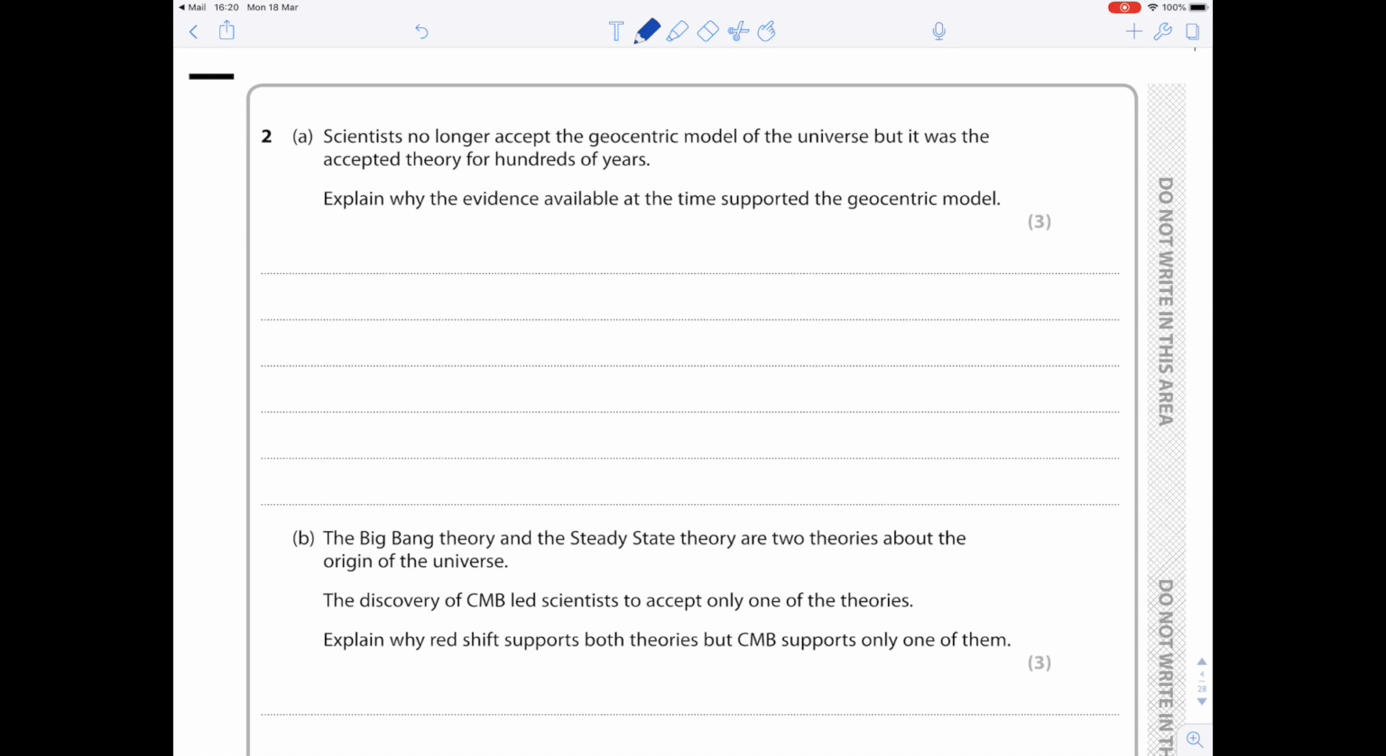So what is the geocentric model? Well, that's the historical but incorrect model of the solar system, which is that Earth is at the centre. And as we know to be the case today, the Sun is at the centre of our solar system and all the planets and moons orbit the Sun. So, explain why the evidence available at the time supported the geocentric model. So why would people think that Earth is at the centre? Well, firstly because they had no scientific evidence. The only evidence they had is what they could see with their eyes.